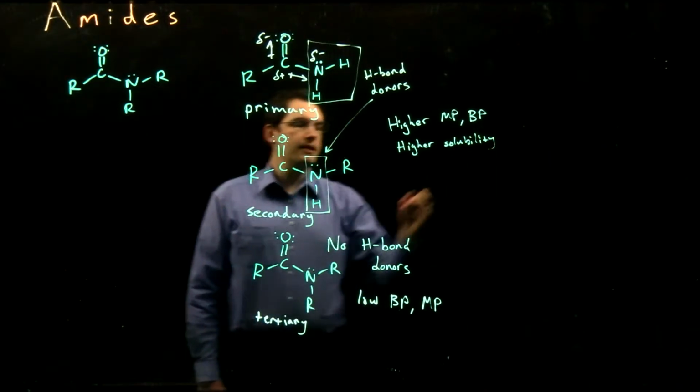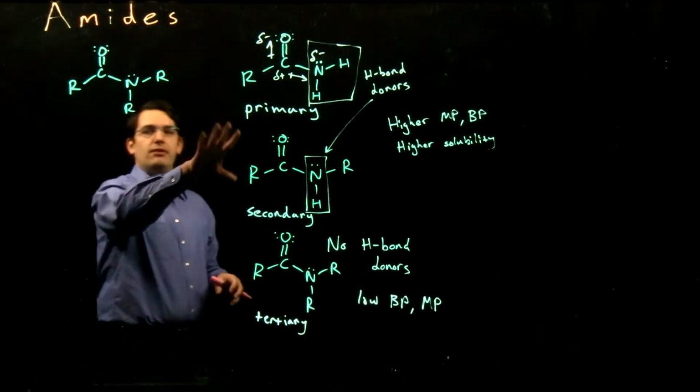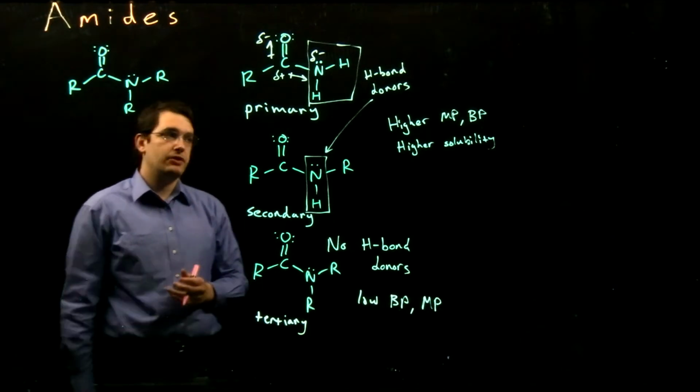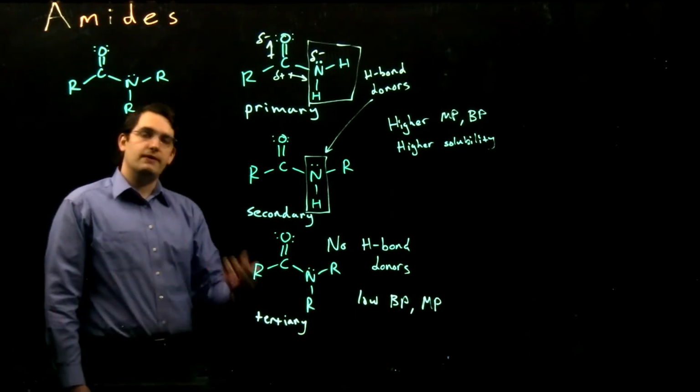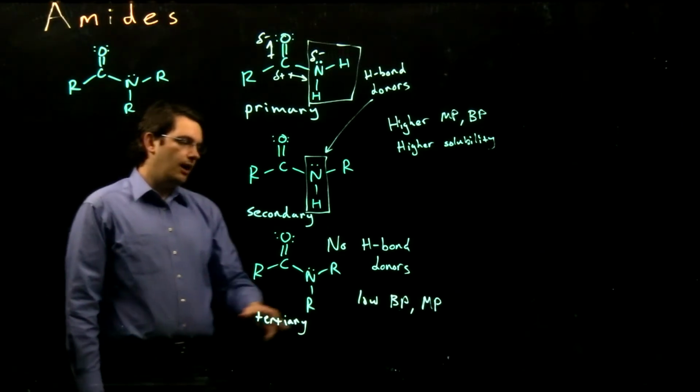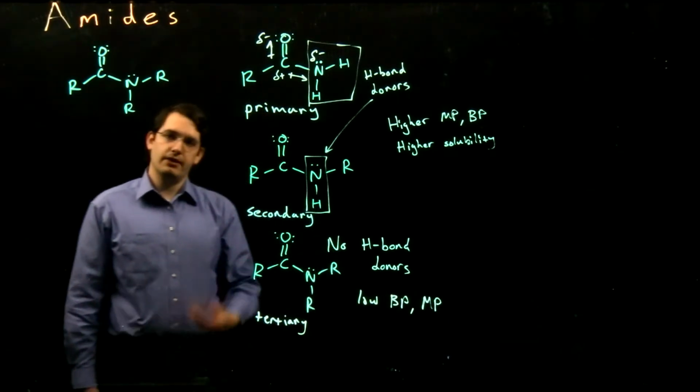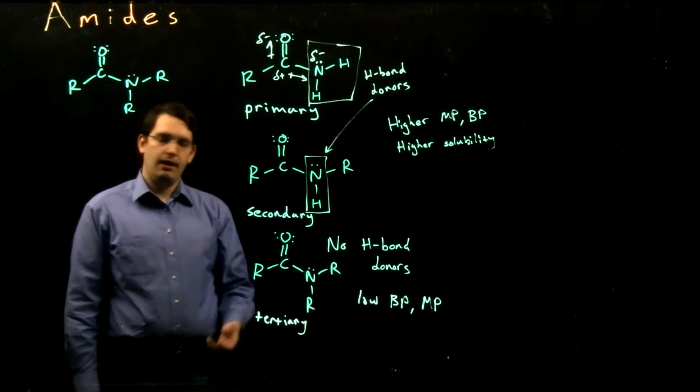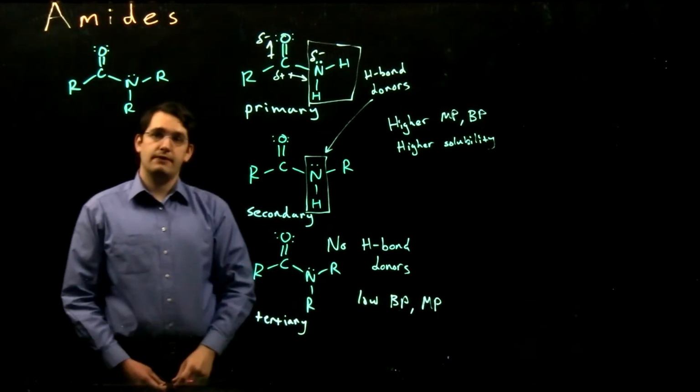So our primary and secondary amides essentially behave a little bit more like carboxylic acids in terms of their solubility, melting points and boiling points, whereas our tertiary amides will behave much more like esters in terms of that solubility and their melting points and boiling points.